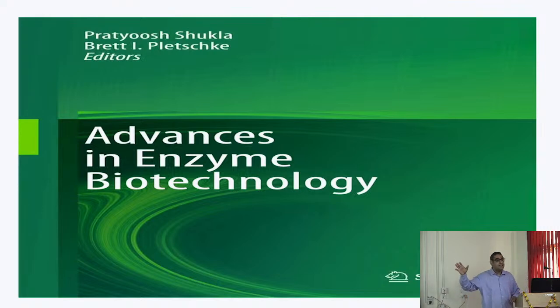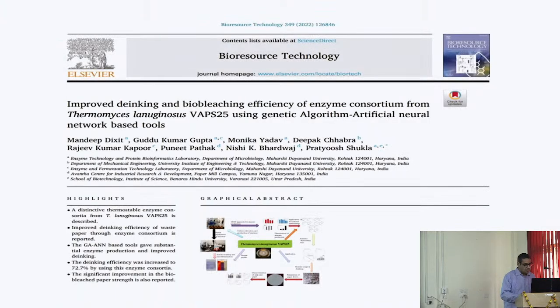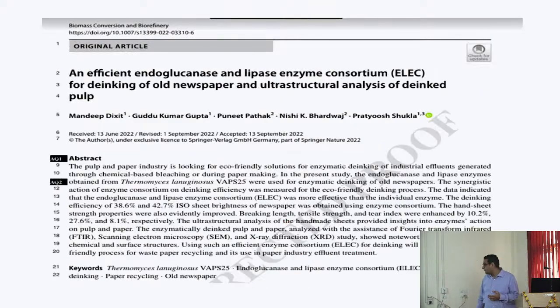The whole book is written and available in the library. Now this research paper, on de-inking and bio-bleaching: the timeline is almost three months. Received 13 June, revised 1 September, accepted 13 September. He is the first author. He has done most of the work, and if any challenge comes, he will take the responsibility. So this is the publication cycle, about 4 months.